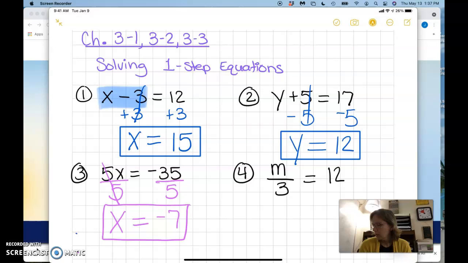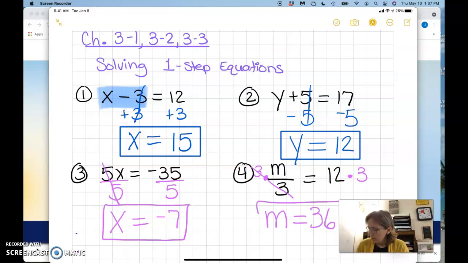All right, Elizabeth, go. All right, so for number 4, you have to multiply, because it's being divided, so you have to multiply 3 by m over 3 and do the same to the 12. You cross out the 2 3s, you bring down the m, and you do 12 times 3, which is 36. You got it. Nice job. All right, so that's it for the whole section on solving one-step equations.